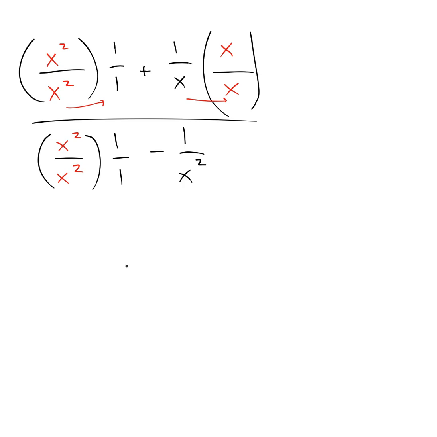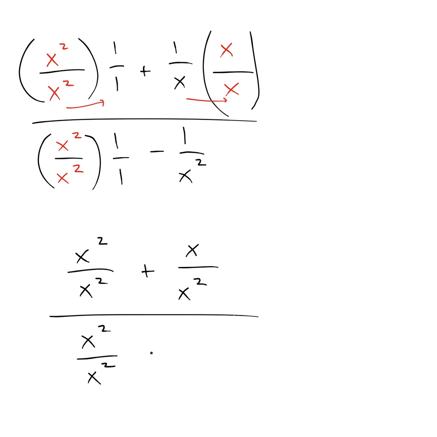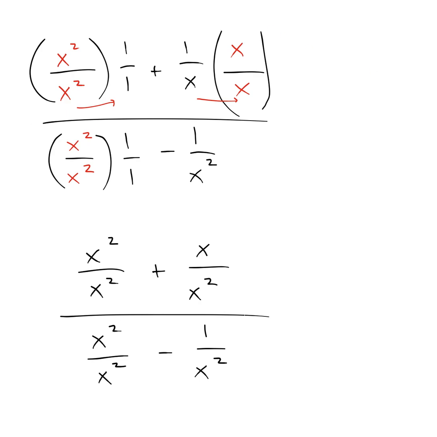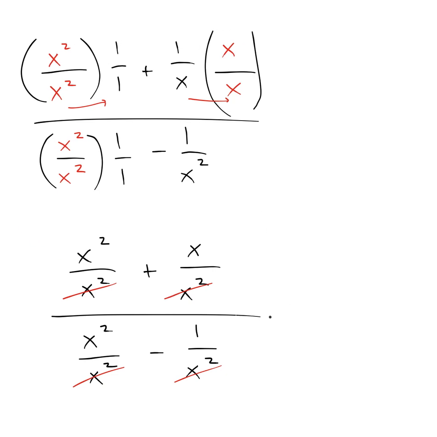Okay, so let's do that. We'll get x squared over x squared plus x over x squared, all divided by x squared over x squared minus 1 over x squared. Notice that they all have that common denominator now, which is what we wanted. Okay, so what we can do now is cancel all the denominators and arrive at a new expression, (x squared plus x) over (x squared minus 1). And now it's not a complex fraction anymore. It's much easier to deal with.